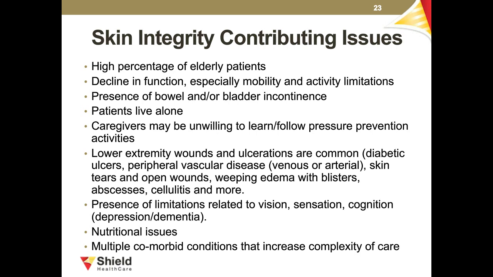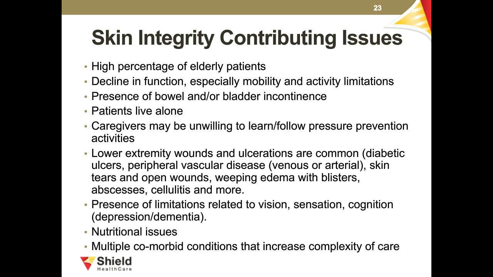Patients living alone may not have the ability to do their own self-care or may not have reliable caregivers that can come in and help them out. Caregivers may be unwilling to learn or to follow pressure prevention activities. And so we end up with pressure ulcers that should have been preventable, but again, in our setting in home health in particular, we're not there all the time. So we do our best to try to convince our caregivers about how to follow through, educate them, make sure that they know the information.